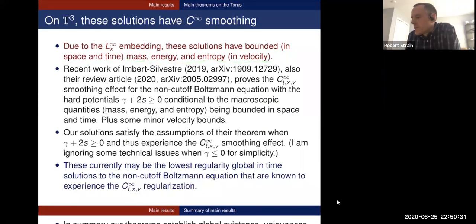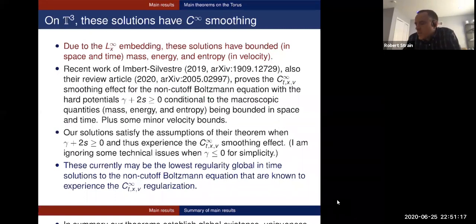And Luis Silvestri gave a talk last week in this seminar about his result. His recent work here and with Cyril Imbert, and this nice review article that I posted here, proves the C infinity smoothing effect in time, space, and velocity for the non-cutoff Boltzmann equation with hard potential. So in the case gamma plus 2s is greater or equal to 0, conditional to the macroscopic quantities, mass, energy, and entropy being bounded in space and time, plus some additional velocity bounds that were assumed on the initial data. In some cases, like in the case gamma negative.